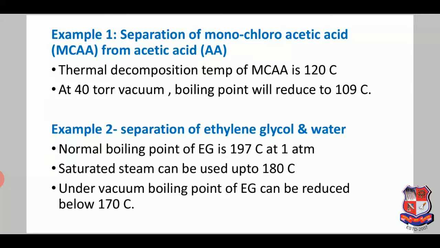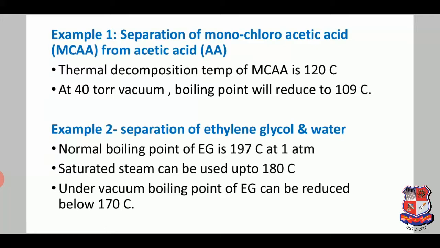Now this monochloroacetic acid has a boiling point of 190 degrees Celsius. I have not mentioned it here, but it has a boiling point of 190 degrees Celsius, and its thermal decomposition temperature is 120 degrees Celsius. So it is not possible to achieve 190 degrees Celsius for distillation, because its decomposition will occur at 120 degrees Celsius. So you will not have monochloroacetic acid beyond 120 degrees Celsius. It will break into different atoms.